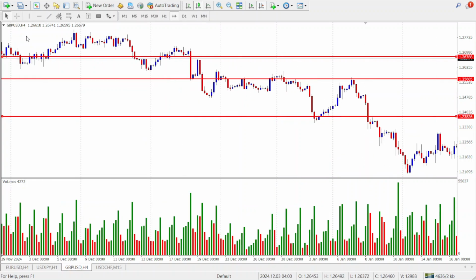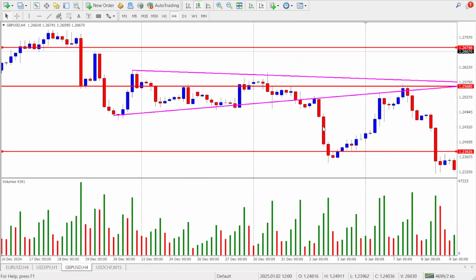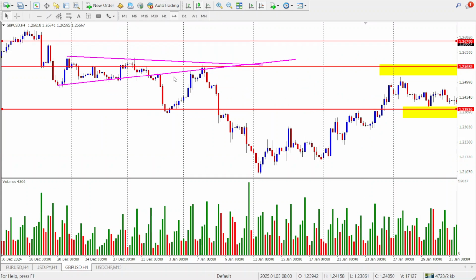For example, we can see what happened here. We actually had a breakout from this, I think a symmetrical triangle, if I'm not mistaken, or at least it looks like one. I don't think this is a wedge because it's neither sloping upwards nor sloping downwards. It is going sideways instead. So with this symmetrical triangle pattern, we had a breakout to the downside.